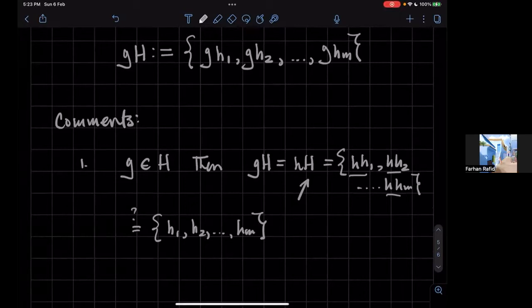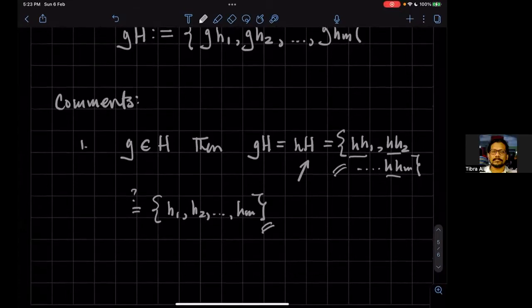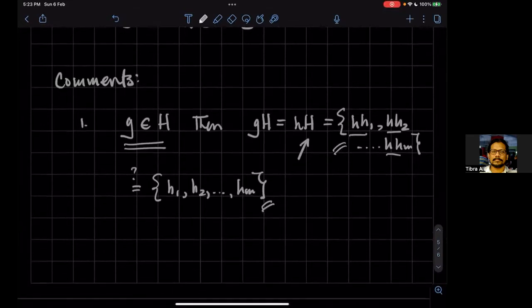Yes, sir. The element H in capital H is inside the capital H. Yeah, but what group property allows us to write this equality? Multiplication. Yeah, multiplication, but the equality is between this set and this set. Which property of multiplication allows us to do that? Closure. Closure, yeah. Because of closure, we see that if we pick g to be in H, then essentially we just get the subgroup back.